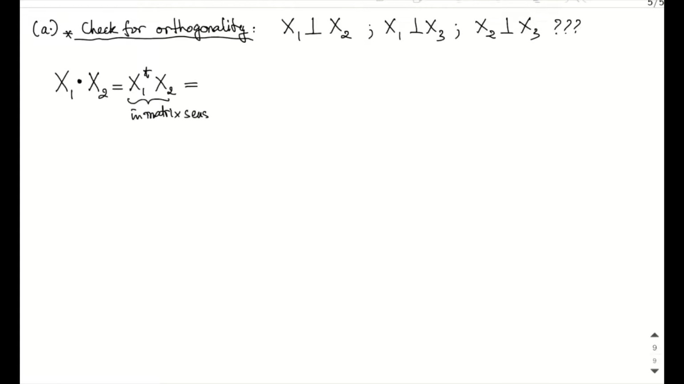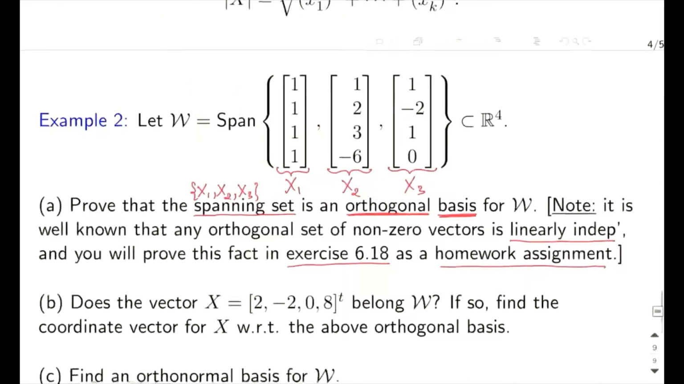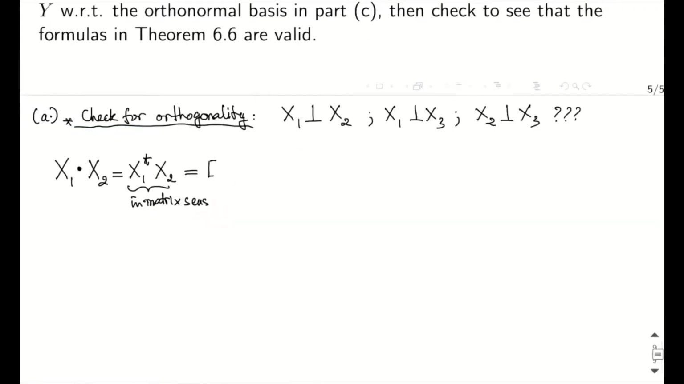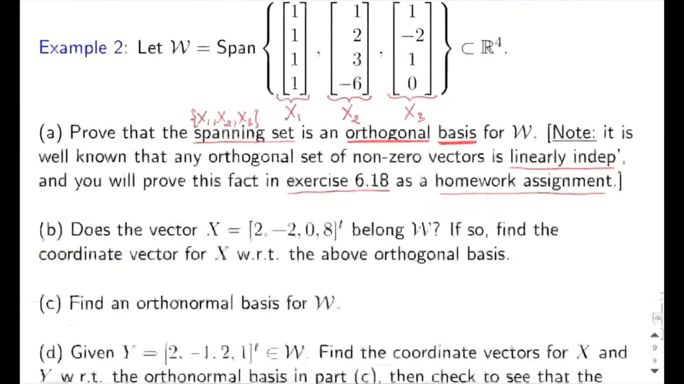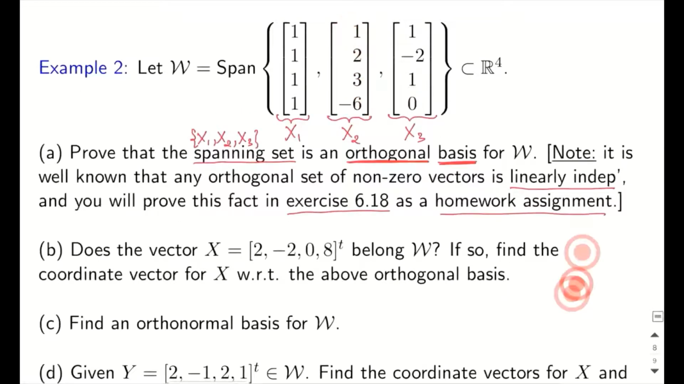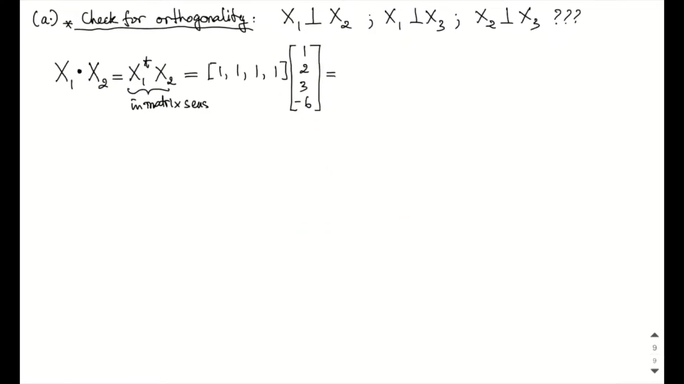Then, because we know that x1 is the column vector here, if you transpose it, you are going to get all these entries written in rows. So you're going to get 1, 1, 1, and 1. Then you multiply with x2 written in column. That is 1, 2, 3, and -6. So now it's just matrix multiplication. You have one row and one column. You multiply the row and the column, and that is going to give you 0. And the dot product being 0 implies that the two vectors are perpendicular. And so we check the first one.